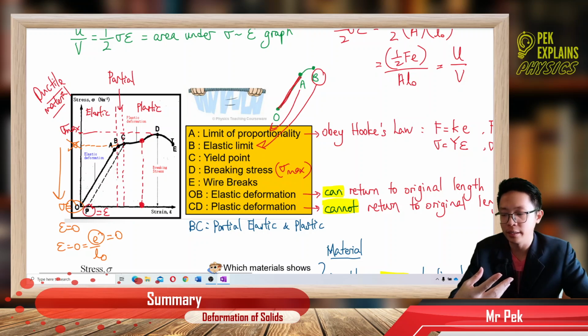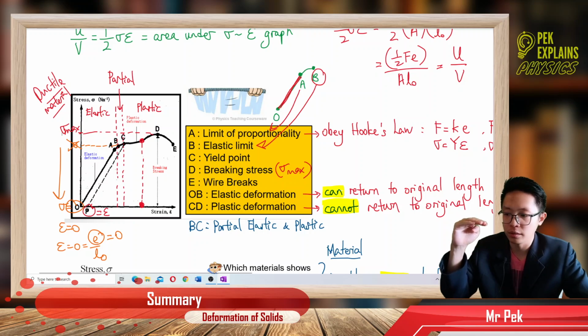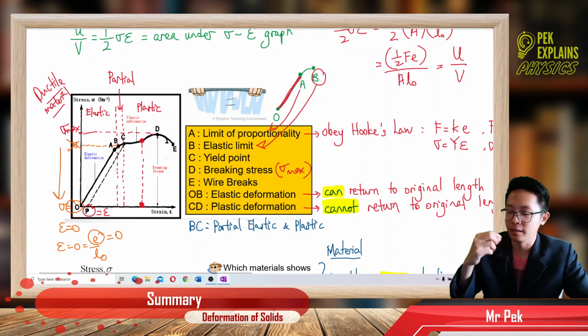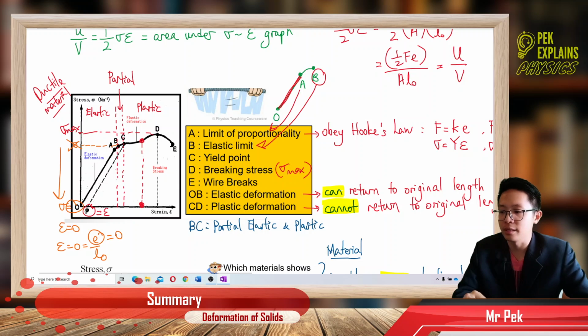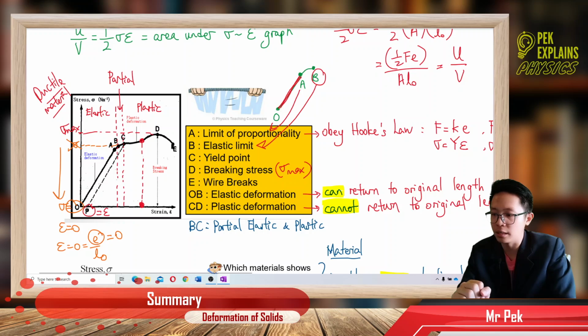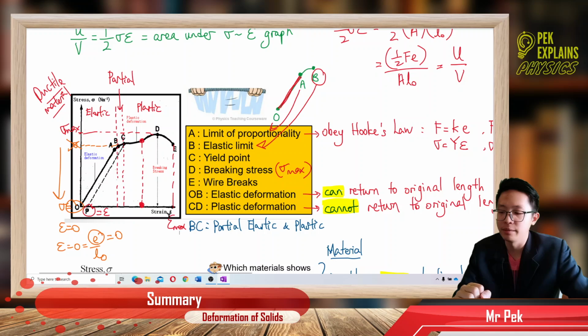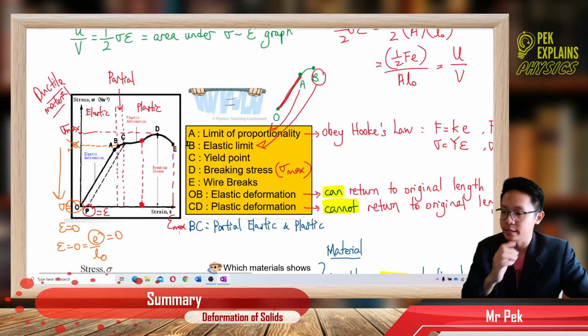That means after point D, if the wire elongates some more, it cannot stand a stress higher than the breaking stress anymore. Instead, the curve goes down. The wire can only stand a stress lower than the maximum stress. And you can see the wire keeps on elongating until point E. Point E is the maximum strain it can stand. After the maximum strain, it breaks. That's called the breaking point, where the wire breaks.